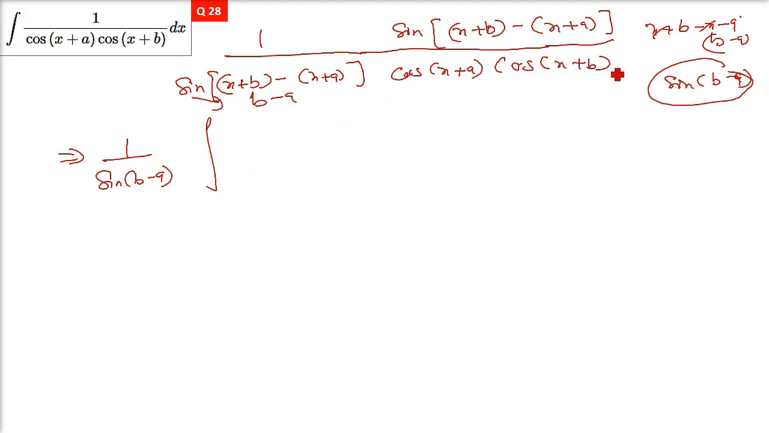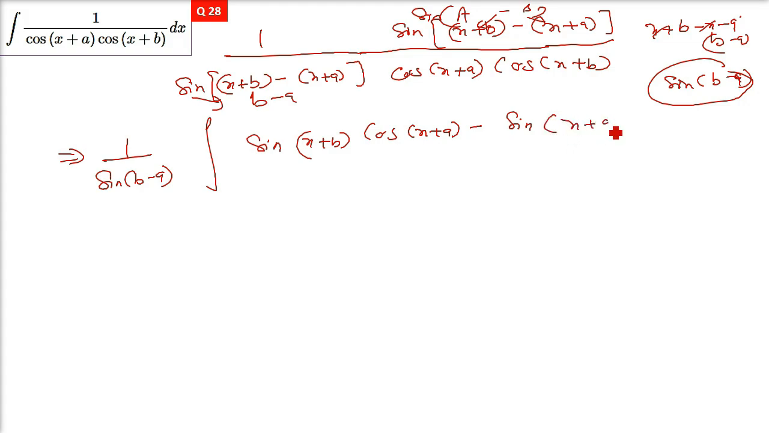This sin((x+b)-(x+a)) is sin(A-B). Now you have to apply the formula of sin(A-B): sin A cos B minus cos A sin B. So what is A here? x plus b. What is B here? x plus a. So sin(x+b) cos(x+a) minus cos(x+b) sin(x+a). You can exchange or change the position, it's up to you. Eventually there is cos(x+a) and cos(x+b) in the denominator.